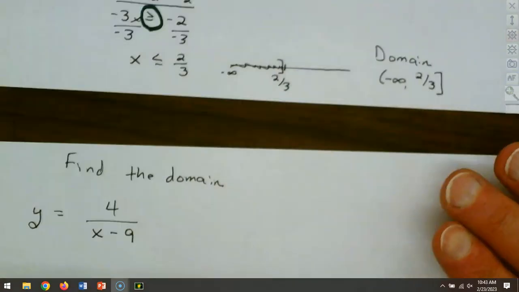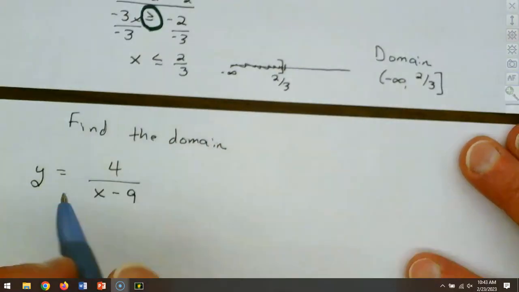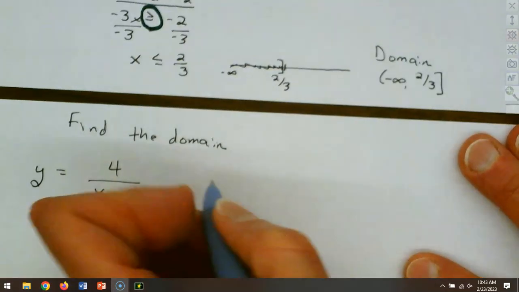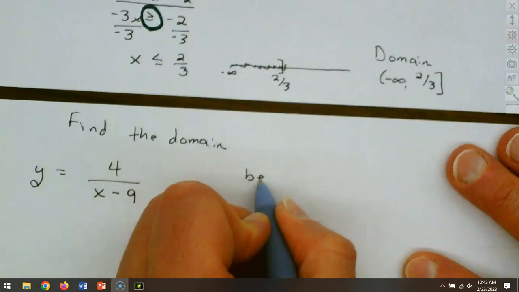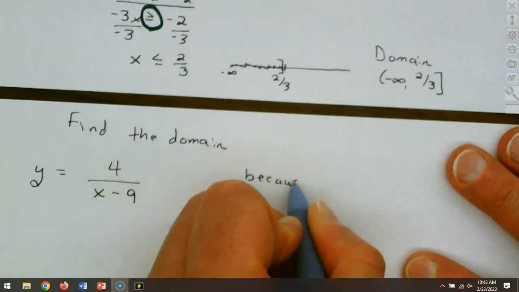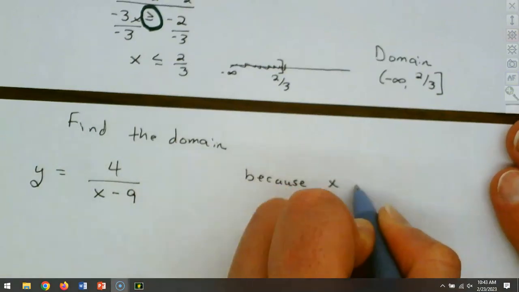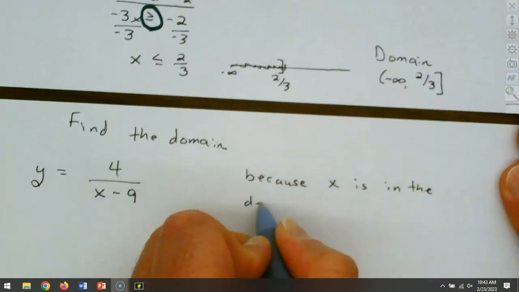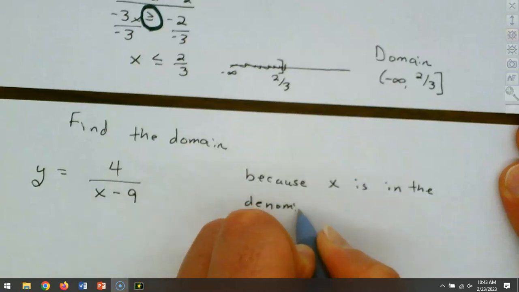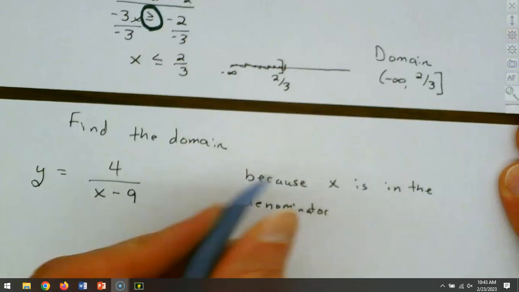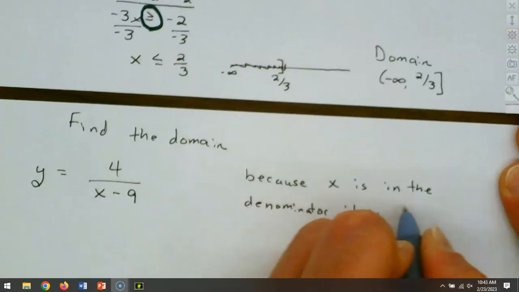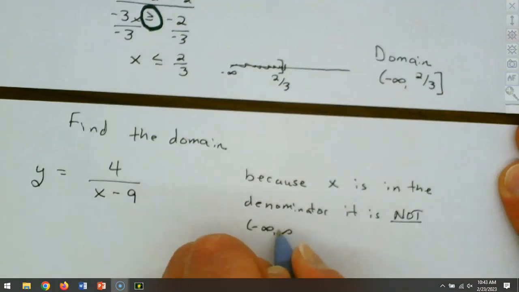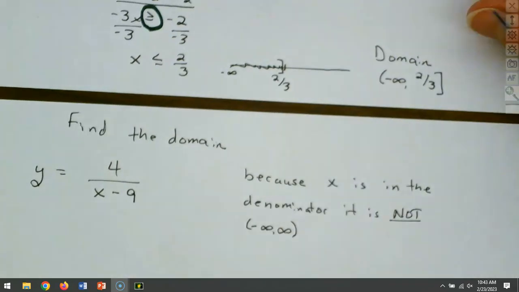Now, why is this one not negative to positive infinity? Because the x is in the denominator of a fraction. So because x is in the denominator, it is not negative to positive infinity. It's something else.